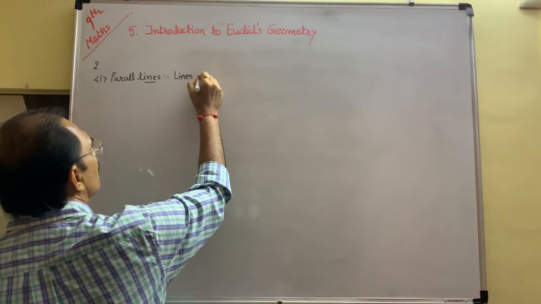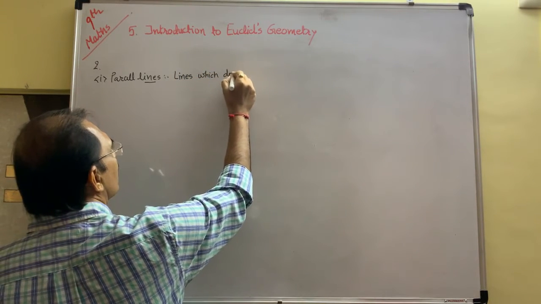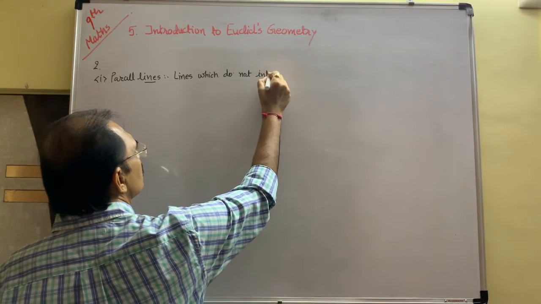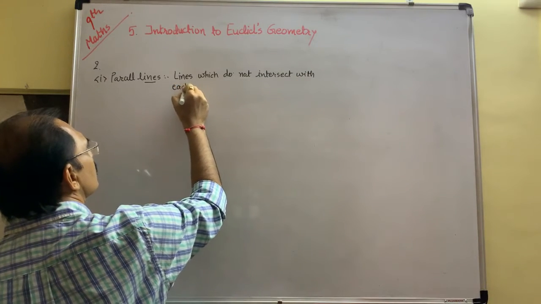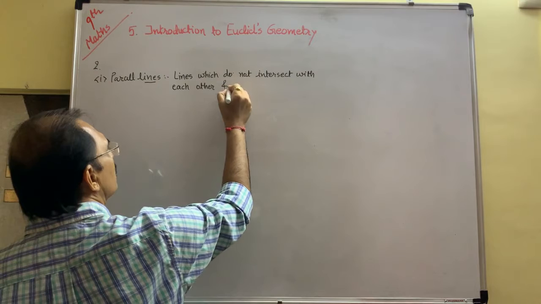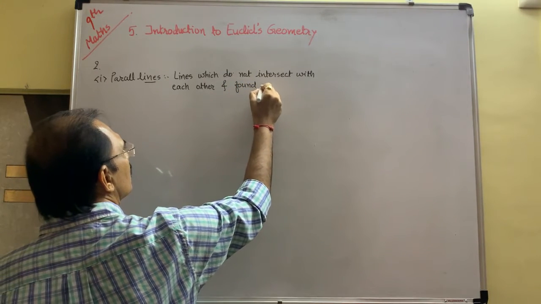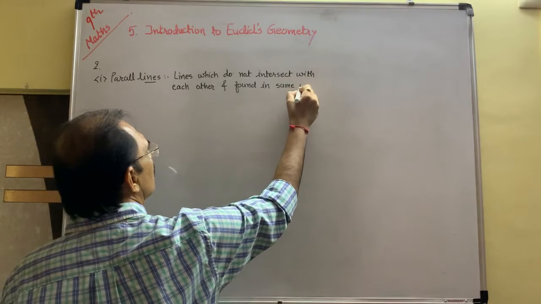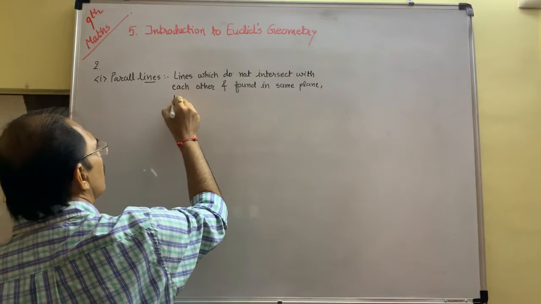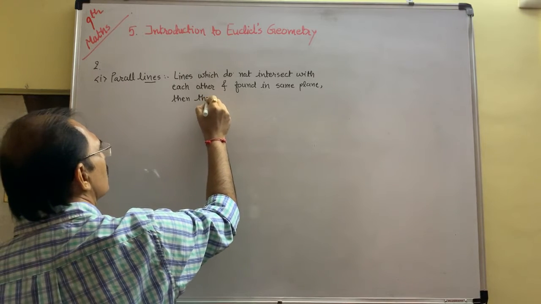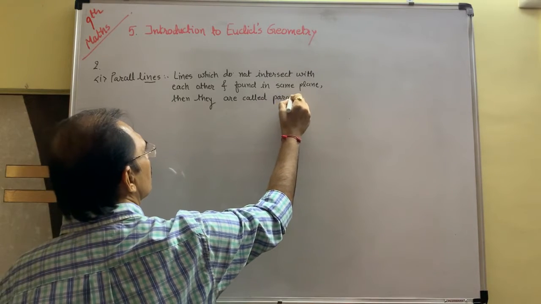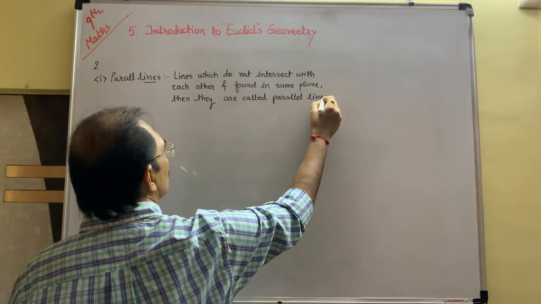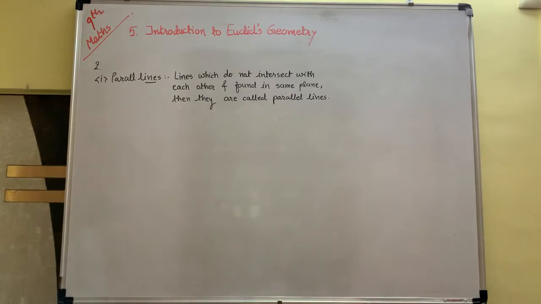Lines which do not intersect with each other and are found in the same plane, then they are called parallel lines. Okay, write it down. Second is perpendicular lines.